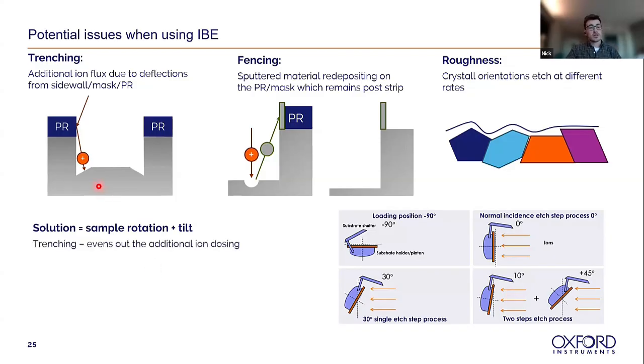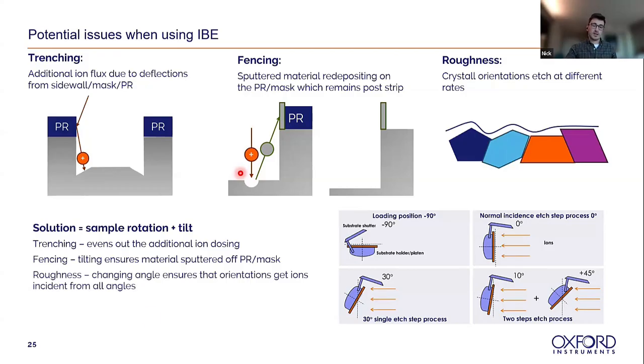I didn't mention the rotation as well, which just makes sure that you're not getting ions at only one particular angle coming into your surface. So the sample rotation and tilt helps with the trenching because it evens out any additional ion dosing, so you get a more uniform etching. For fencing, the tilting allows it so that instead of the ion coming in vertically, if you had it tilted, the ion would come in and hit your sidewall. This helps sputter away any fencing that could occur, so you don't get that buildup on your mask or photoresist.